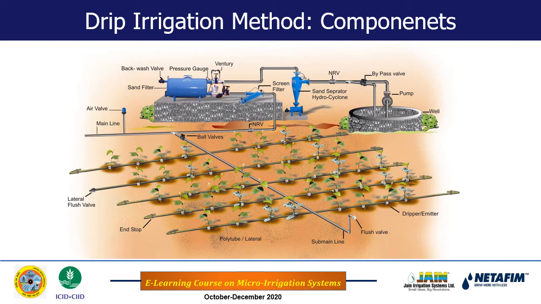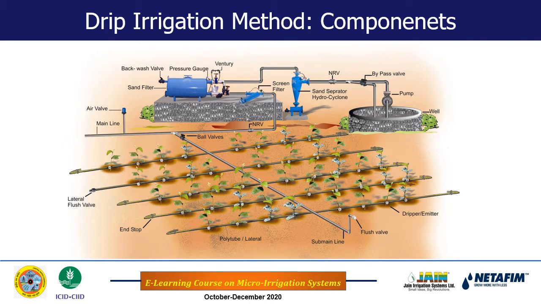Okay, let us again come back to the first filter, the sand separator. Now this sand separator or hydrocyclone filter is particularly required if there is a lot of sand load in the water, because we don't want water with sand to enter into the system. So whenever there is a lot of sand load, we have to separate it, and for that the sand separator is used.